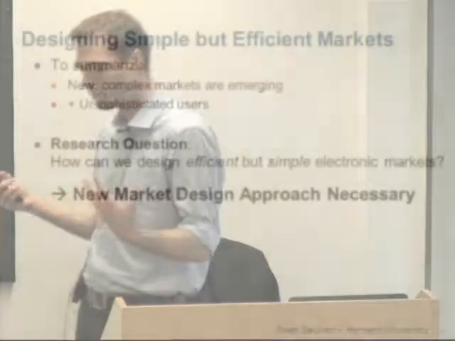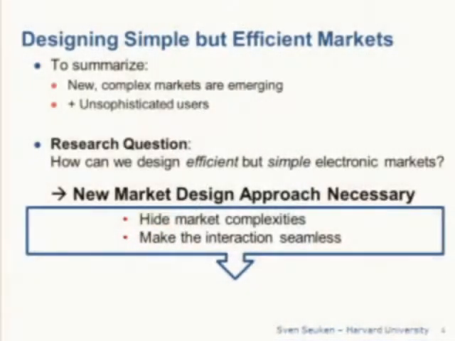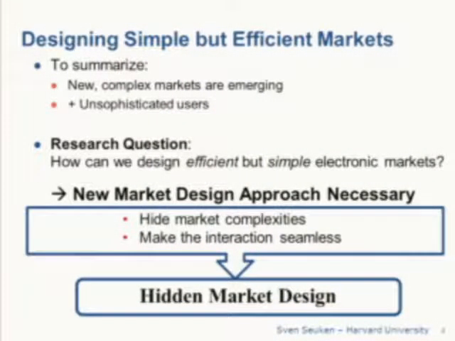And I argue that to answer this question, we need a new kind of market design approach where we're trying to hide some of the market's complexities from the user and make the interaction as seamless as possible. And this is what I mean by the term hidden market design. I want to point out that there are different degrees of hiddenness that we can have. Sometimes we might be able to completely hide a market from its users. Sometimes we might only be able to hide some of the complexities of the market, and sometimes we might only be able to hide a certain element of the market or of the complexity.